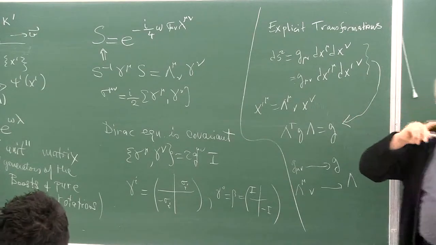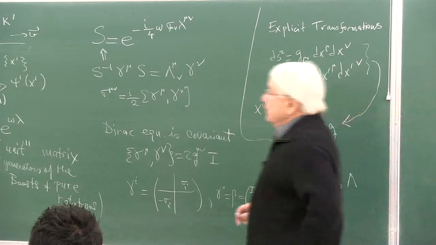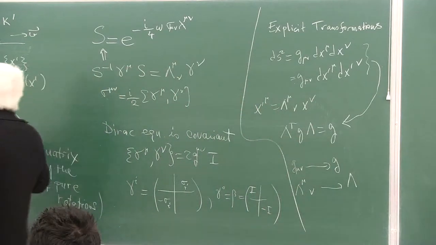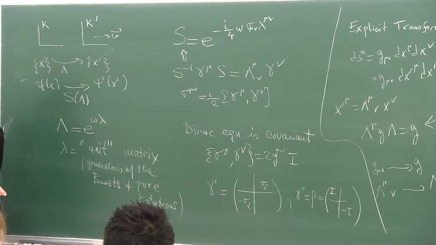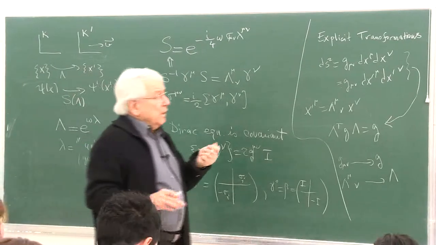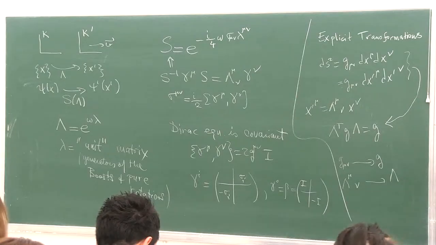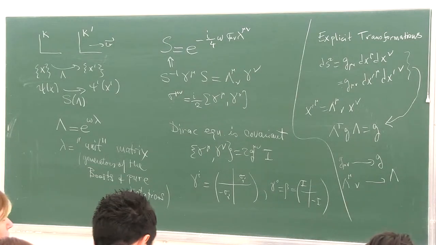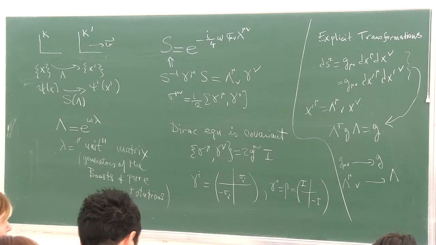And you can also solve these using this exponential parameterization. We can find a relationship for the lambda in the matrix notation. And then we'll know what are the ones corresponding to pure boosts and what are the ones corresponding to pure rotations. Notice that I'm trying to give a descriptive explanation, because last time I did it in a more difficult manner.